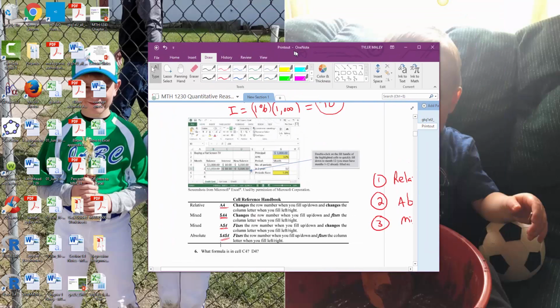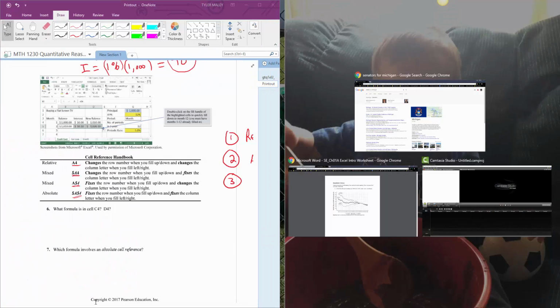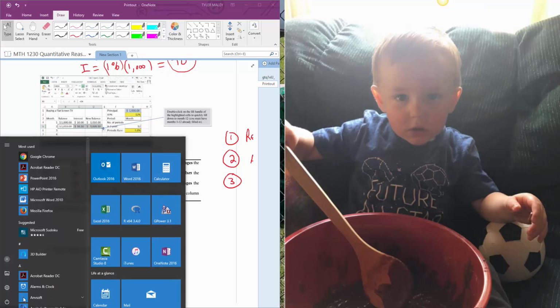All right. So now I want to open up an Excel document. So let me go split screen here.